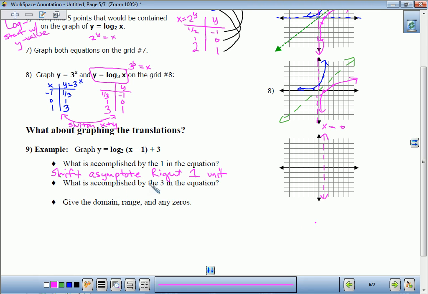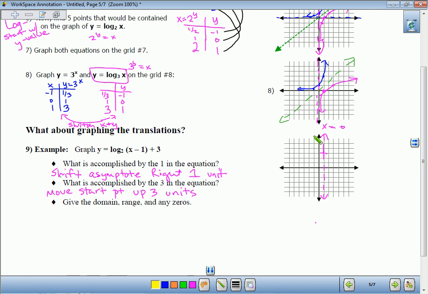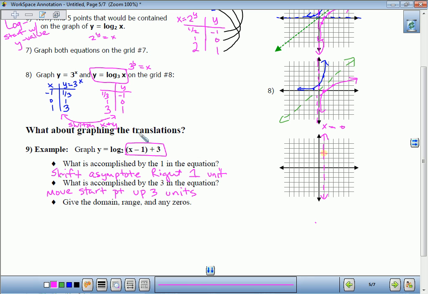And then what does the 3 do? It's going to move that starting point up 3, which in effect moves the entire function up 3 units. So I'm going to highlight this for us right here. This is where we're going to start from. Instead of starting from the origin, this is where we're going to start from. This shifted, transformed starting point.